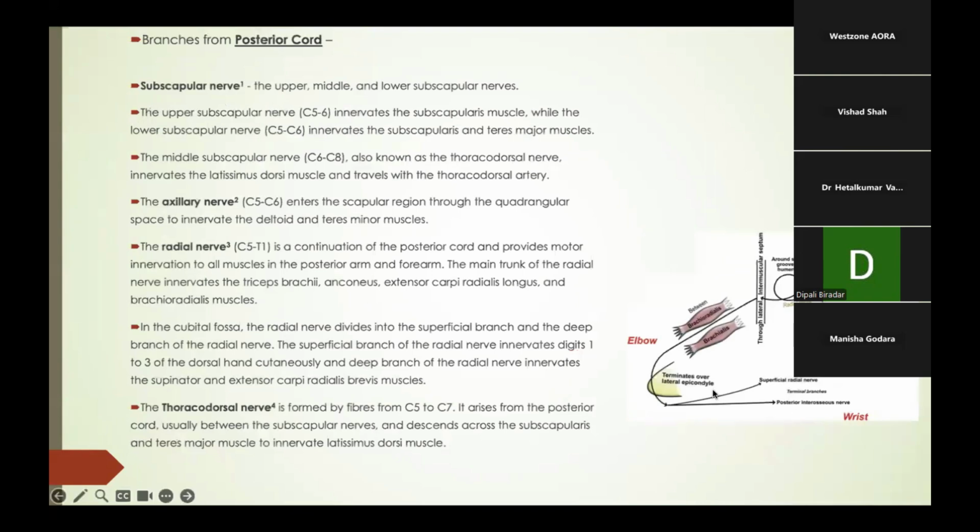The branches of the posterior cord. One is the suprascapular nerve. It supplies the upper, middle, and the lower subscapular nerves. The second one is the axillary nerve. The third one is the radial nerve.